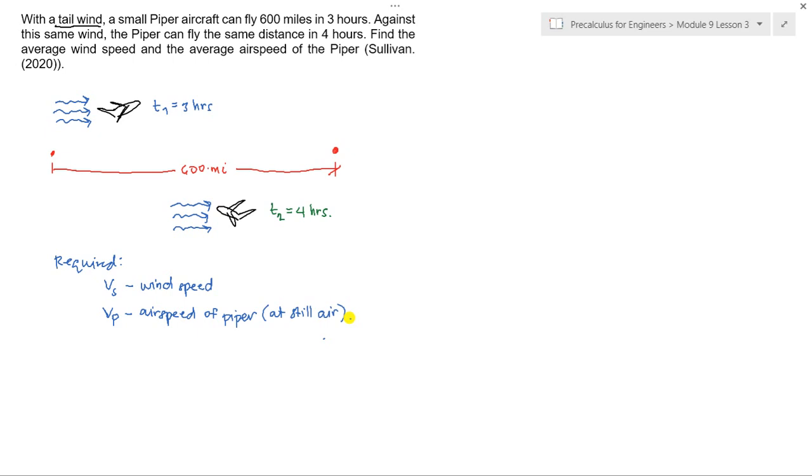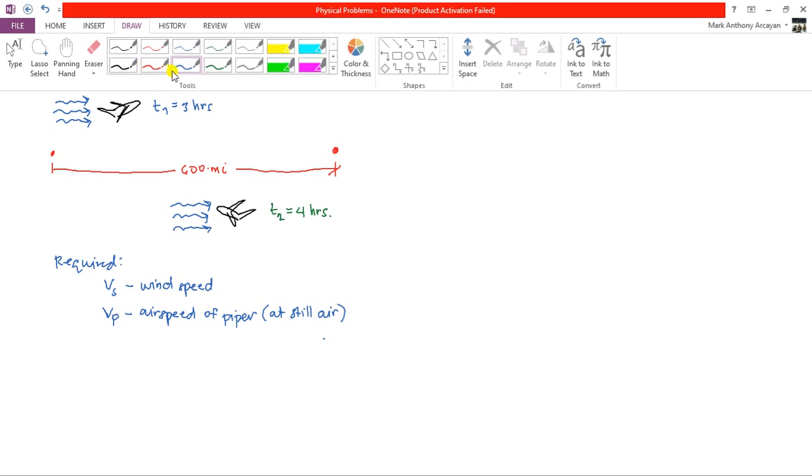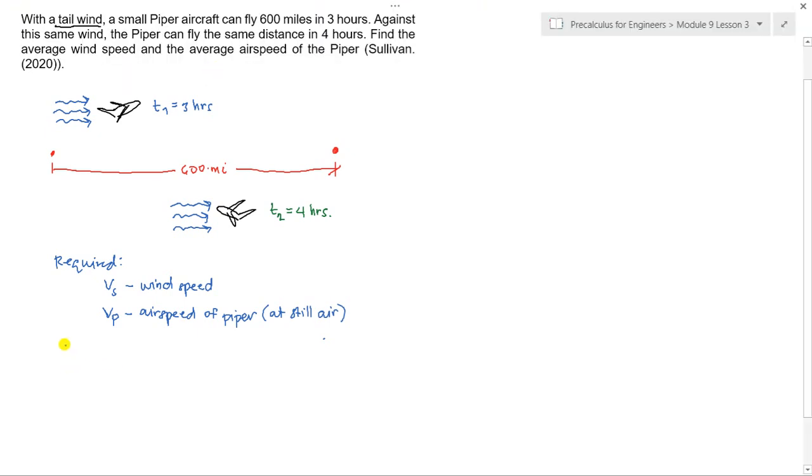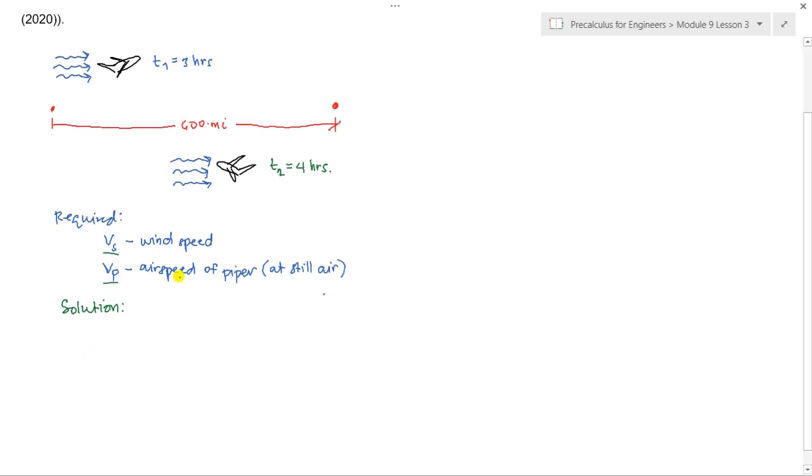So here, what equations can we generate? We have two conditions in our solution. Since our required are two unknown variables, Vs and Vp, you can already intuit that since we have two unknowns, we automatically need to find two equations. So let's start with the first one.